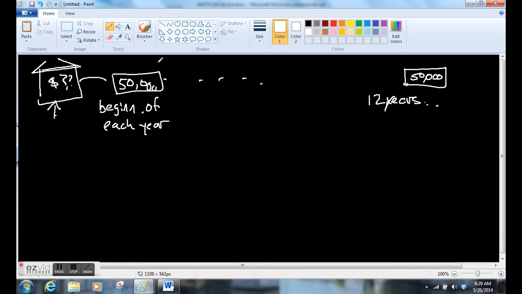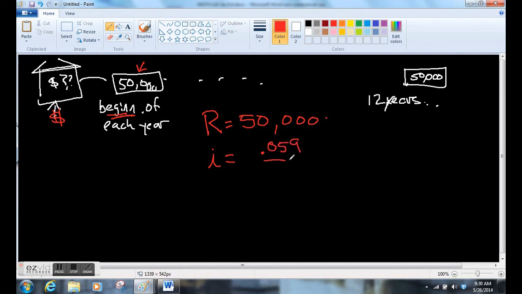Anyway, suppose he wanted to put money aside, so at the beginning of each year, he's going to just get $50,000 to fund his little time in Mexico. How much money does he have to put in here? This is the annuity due formula because it's at the beginning of each year. So in this case, R, that's the payments. So every year at the beginning, he's getting $50,000. I is equal to the interest rate, 5.9%, so 0.059.